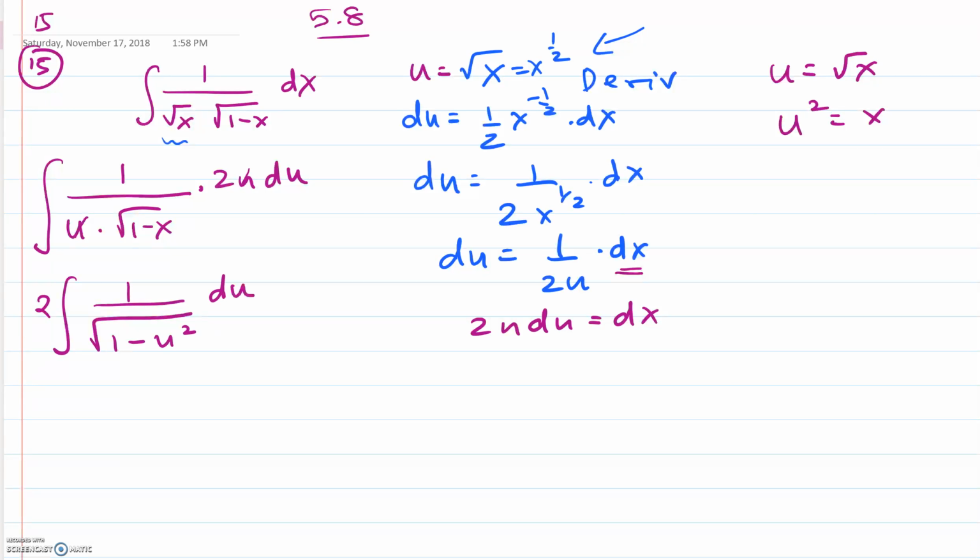Right? So we have this integral. This integral is ready for a formula, which is the arc sine formula. Formula number 17. So this is going to become arc sine of u by a. A is 1 in this case. Replacing u by square root of x, we get 2 arc sine of square root x plus c.